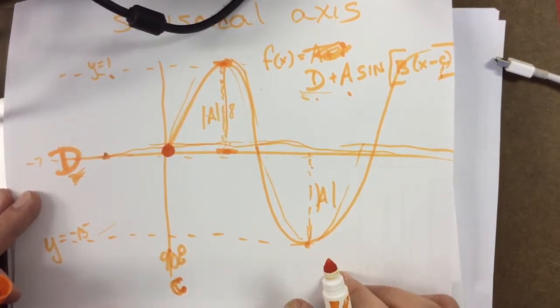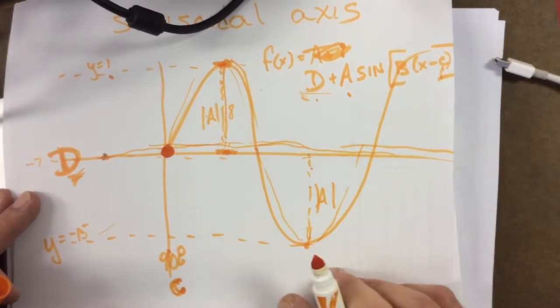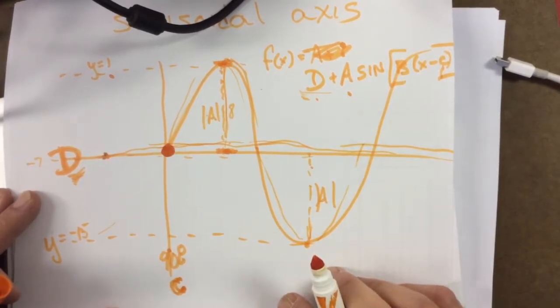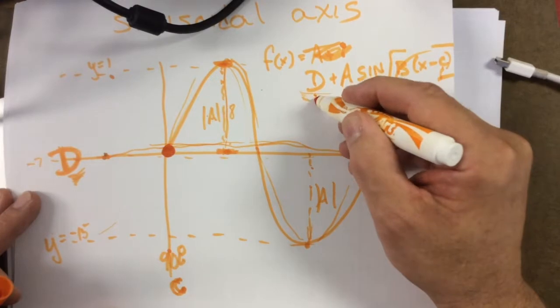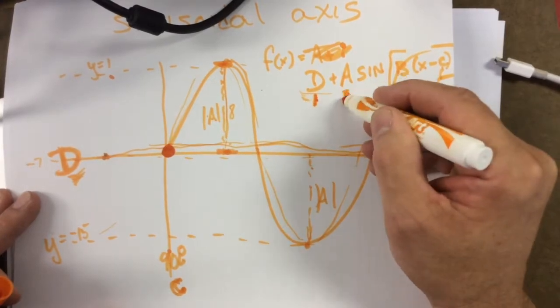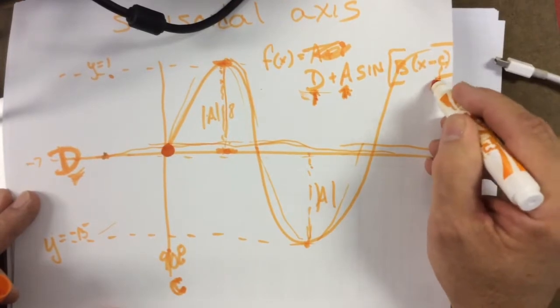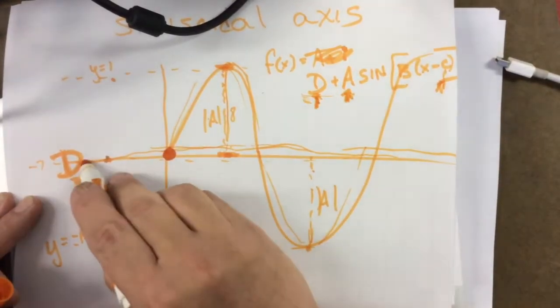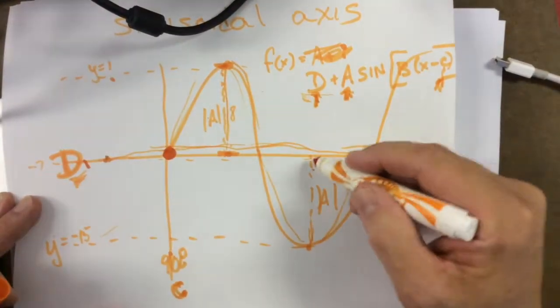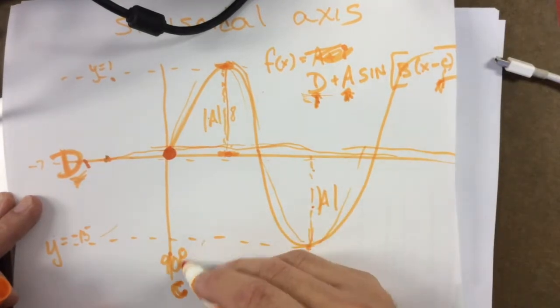No, I was just asking about the period. And now we're going to do the period. Okay? We've done the midline. We've done the amplitude. We talked about the horizontal shift. Right? So now we have this number, we have this number, we have this number, we have this number.